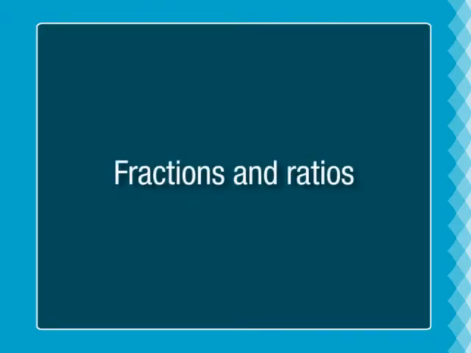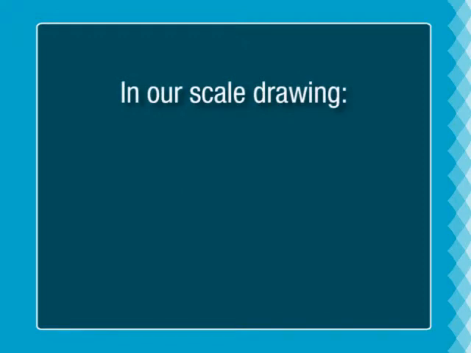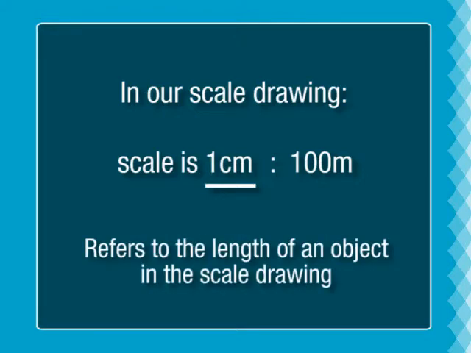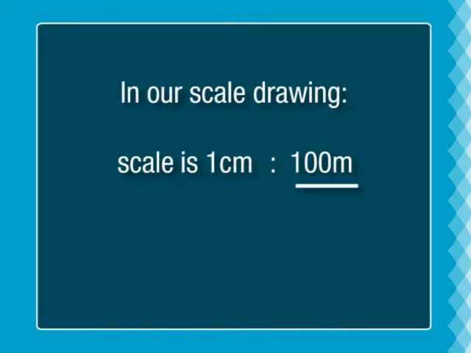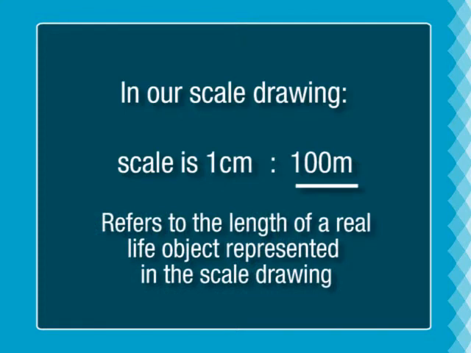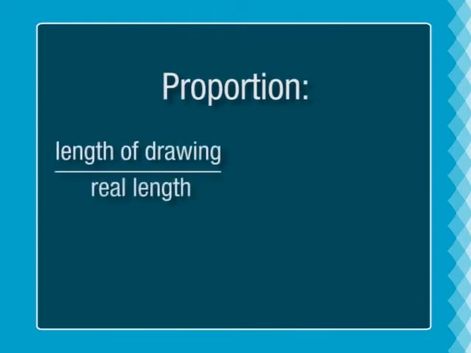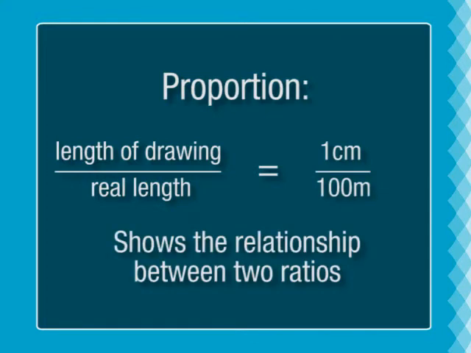To create scale drawings, you need to understand fractions and ratios. In our scale drawing, the scale is 1 centimeter to 100 meters. The first number refers to the length of an object in the scale drawing, and the second number refers to the length of the real-life object represented in the scale drawing. The proportion looks like this. Length of drawing over real length equals 1 centimeter over 100 meters. A proportion shows the relationship between two ratios.